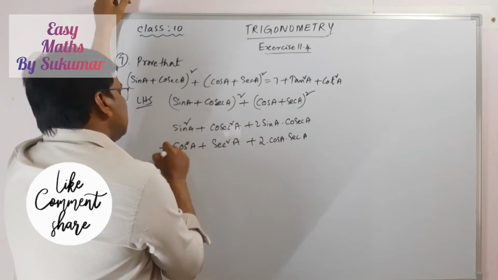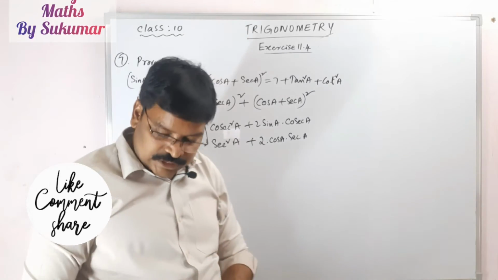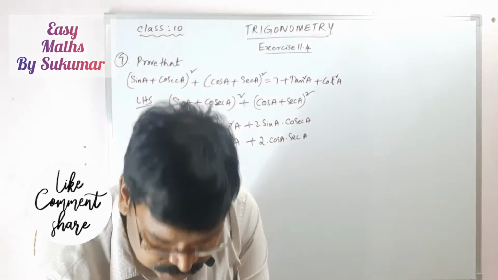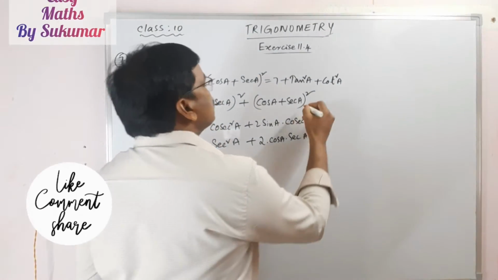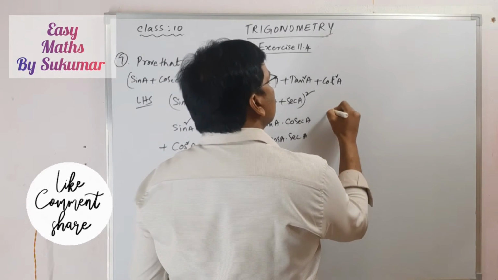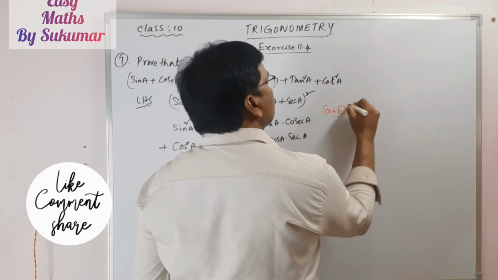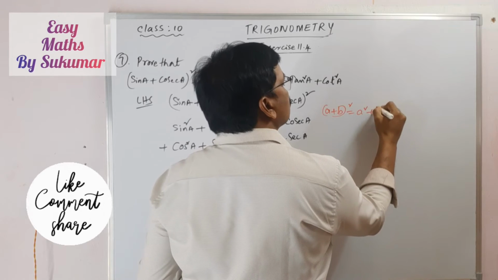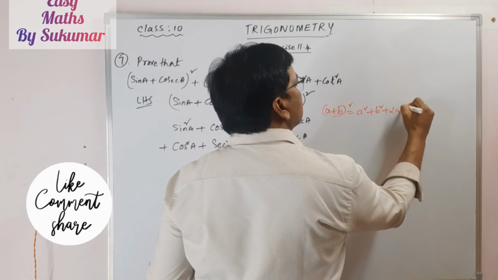This is plus here, no? Right. Did you understand, students? What I did here, just I have expanded using A plus B whole square. What is A plus B whole square? A square plus B square plus 2AB.